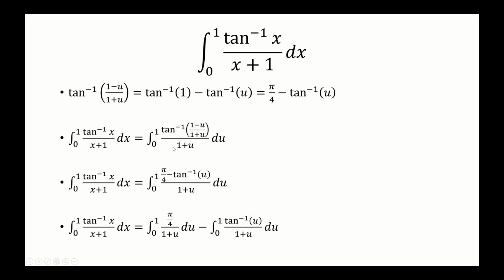So then recall that the left side is the integral I'm trying to solve for, and then I was able to make a substitution, get it in terms of u, like this. And then we said that inverse tangent of (1 minus u) over (1 plus u) is just inverse tangent of 1 minus inverse tangent of u, where inverse tangent of 1 is just pi over 4. So then I can break this up into two fractions. It's pi over 4 over 1 plus u, and then inverse tangent of u over 1 plus u.